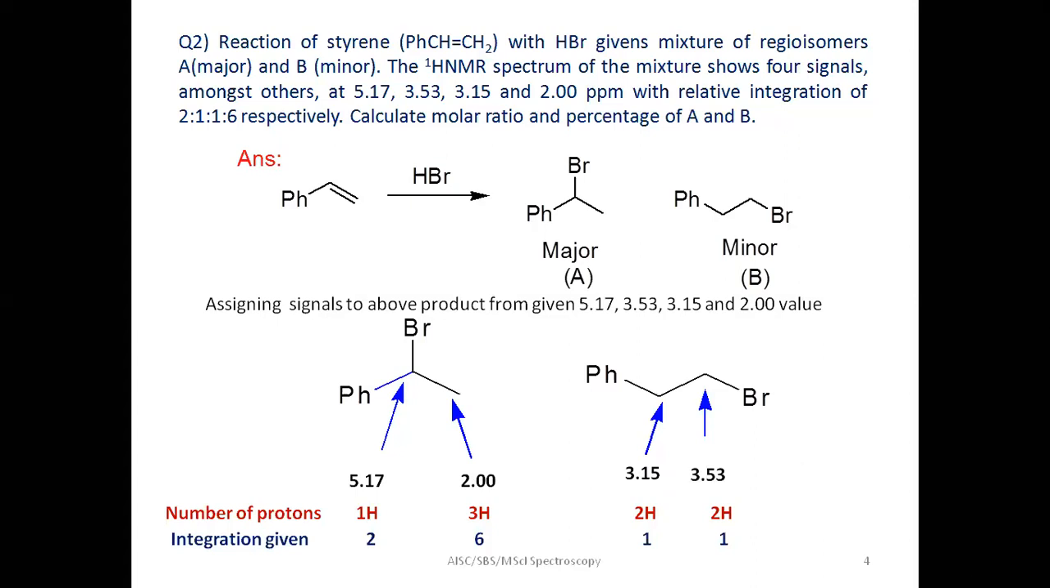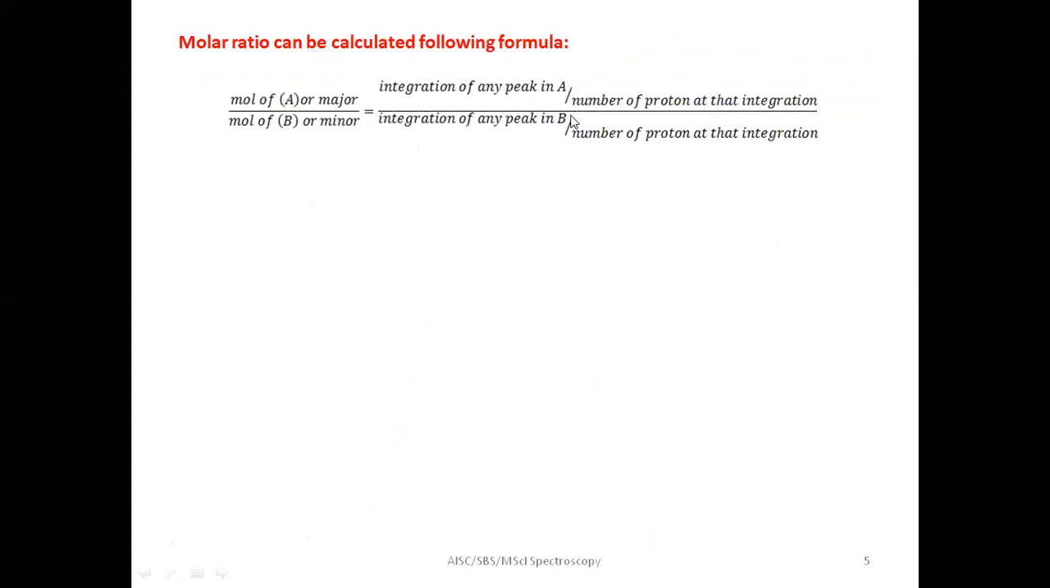Okay, so this is the reaction and their H1 NMR. First you have to assign this, and then by using this formula one can calculate the mole ratio. So mole of a major product divided by mole of a minor product, or A versus B.